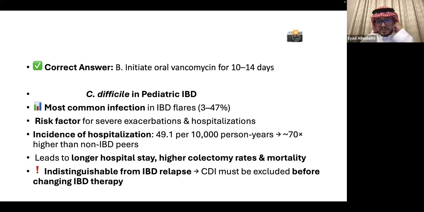Incidence of hospitalization can increase to 70 times higher than non-IBD peers, and it leads to longer hospital stay, higher colectomy rate, and mortality. So, indistinguishable from IBD relapse, C. diff must be excluded before changing IBD therapies.